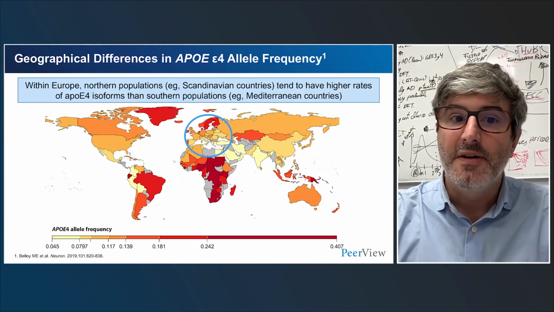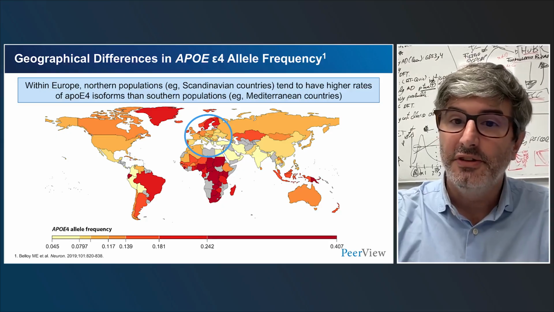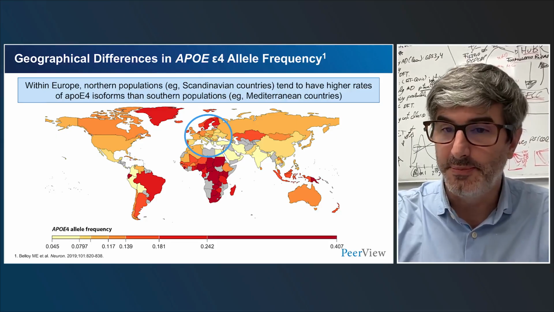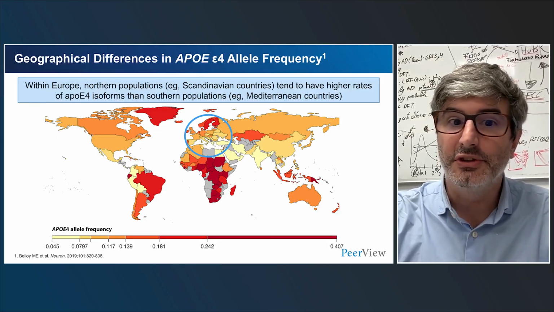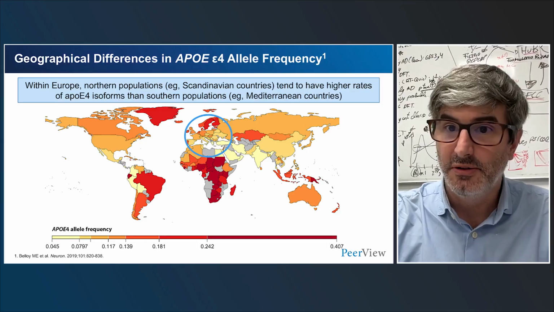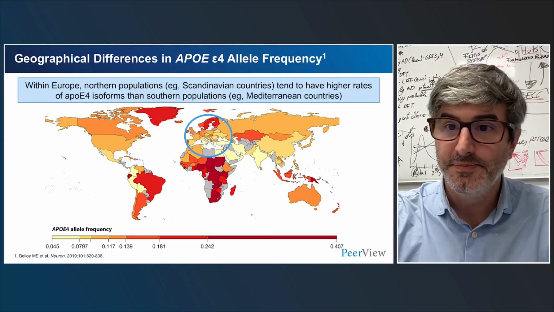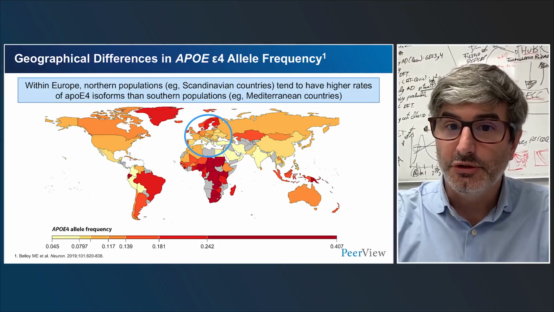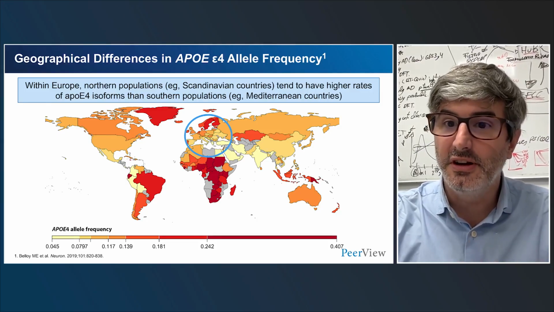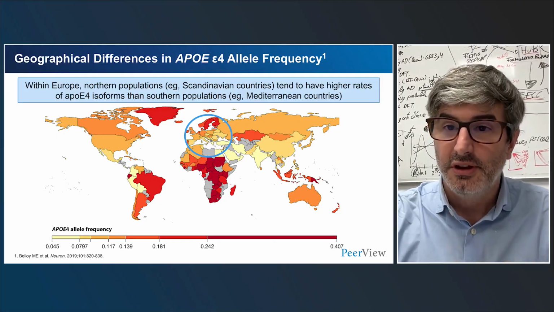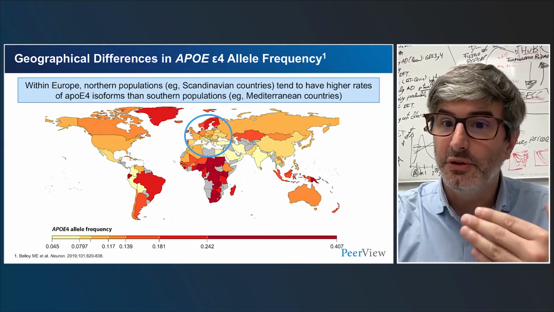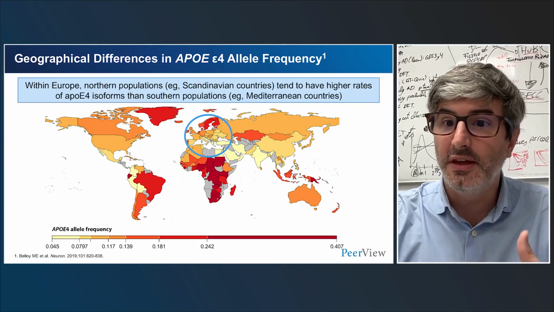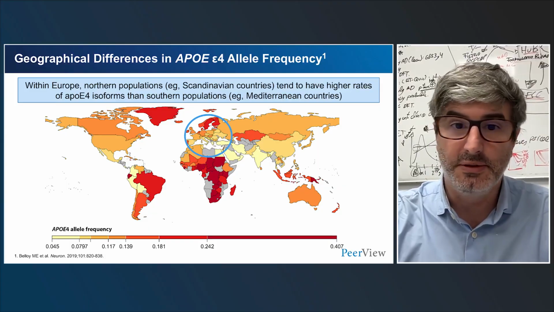Importantly, there are big geographical differences in APOE4 allele frequency, as depicted in this map. You can see the regions in red have much higher frequencies of APOE4 than the rest of the world. And today we're talking about Europe, and you can see that there is a very clear north-south gradient, such as the countries in the north have much higher APOE4 allele frequencies than those in the Mediterranean basin.